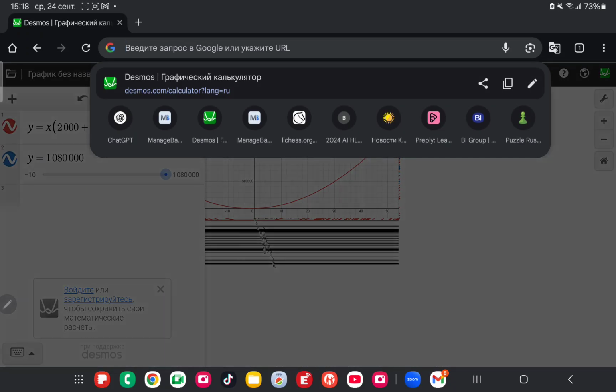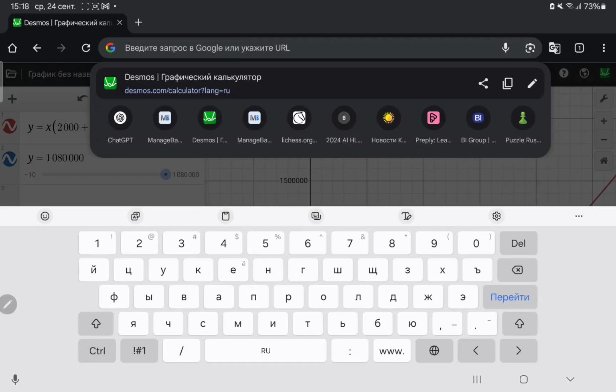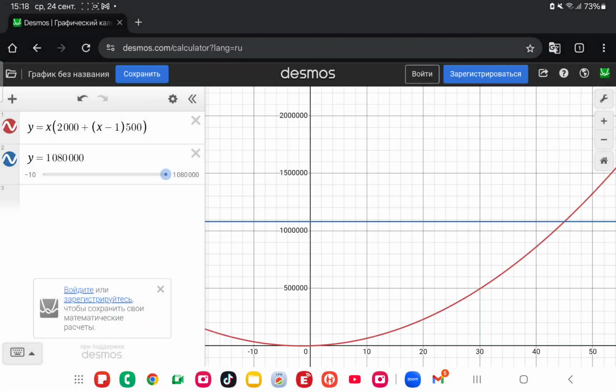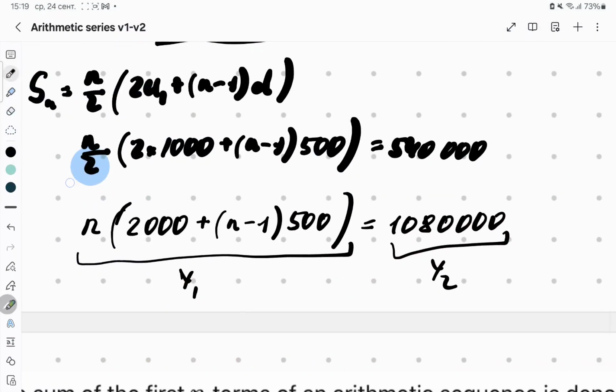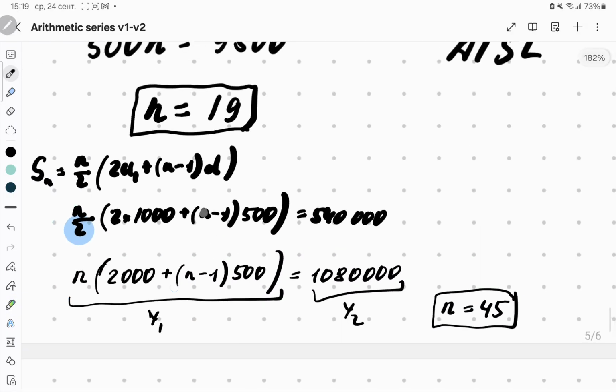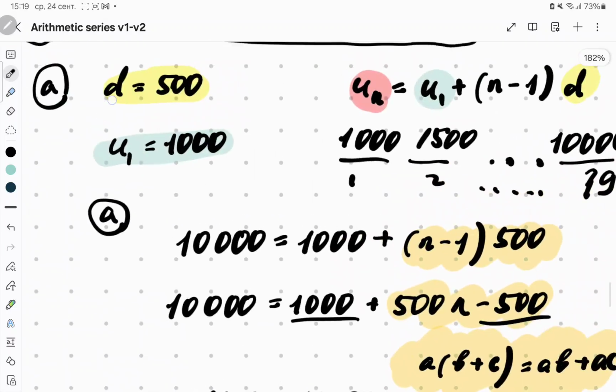Let me just update. I don't know what happened here. Let's update. And the intersection point is 45. Yeah, 45. So it means it is our value of n, because for n here we named x. So n is equal to 45. So it means, in the context of the problem, that it takes 45 days.